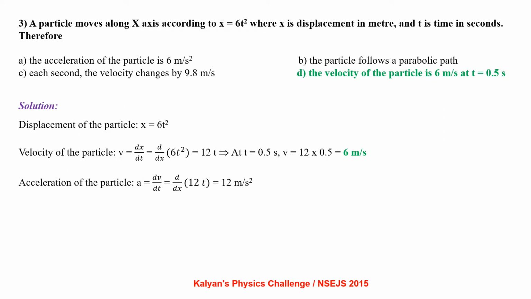Given the displacement of the particle x equal to 6t square, the velocity of the particle is obtained by differentiating the displacement equation with respect to time, v equal to dx by dt, which comes out to be 12t. At t equal to 0.5 seconds, velocity comes out to be 6 meter per second. The acceleration of the particle A equal to dv by dt, which comes out to be 12 meter per second square. So the correct option is D.